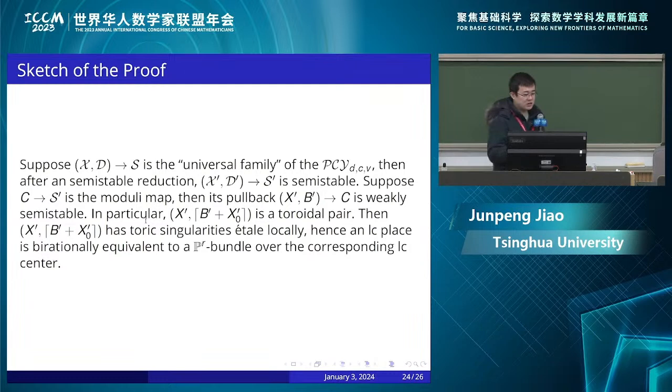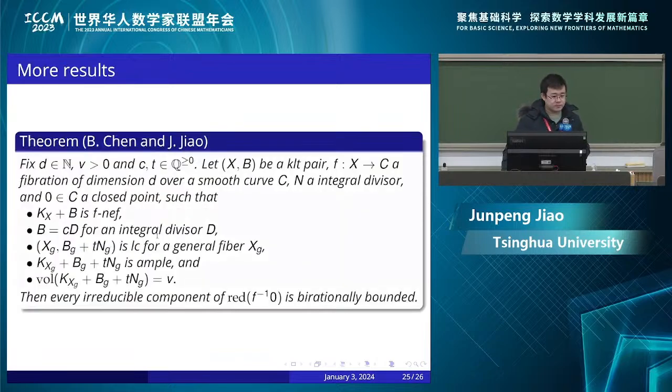It has toric singularities étale locally. Therefore, an LC place is birationally equivalent to a P^r bundle over the corresponding LC center. Hence, if the LC center is bounded, then the LC places are birationally bounded. Every irreducible component of the central fiber is birationally bounded. And this result is joint work with Chen Bingyu. It's an ongoing work.